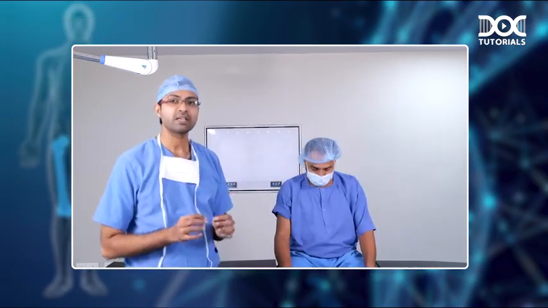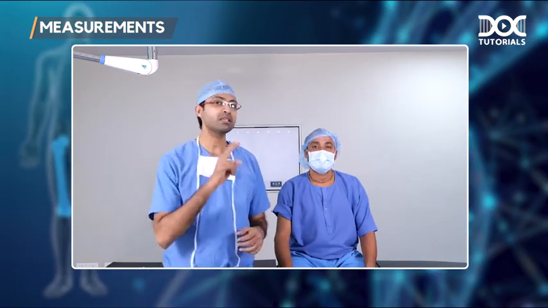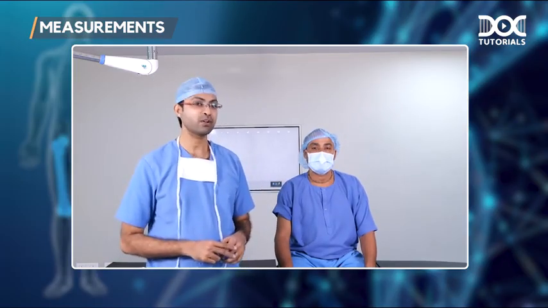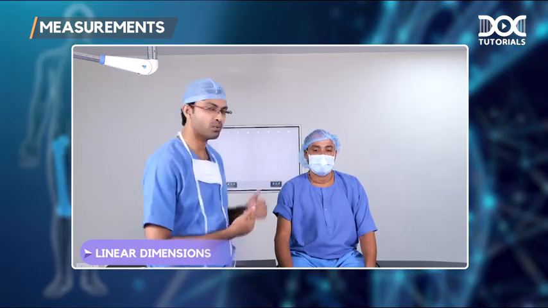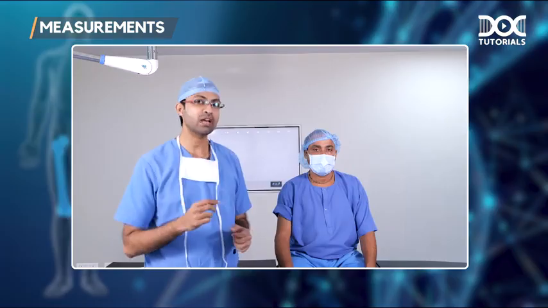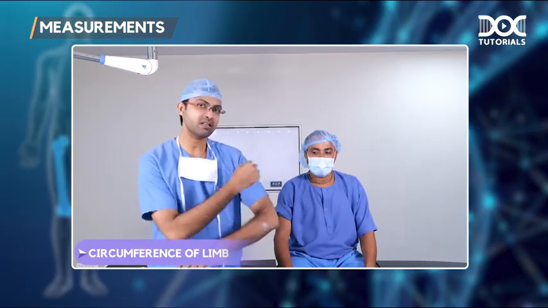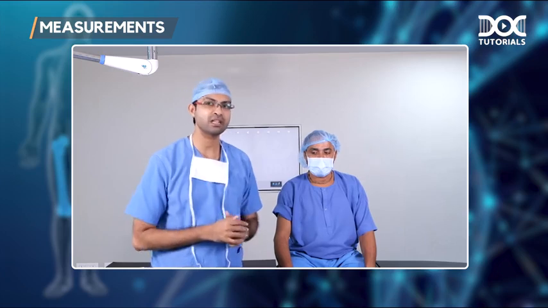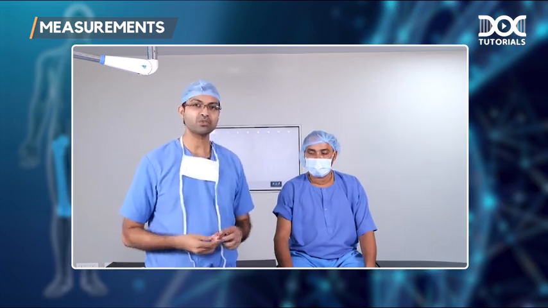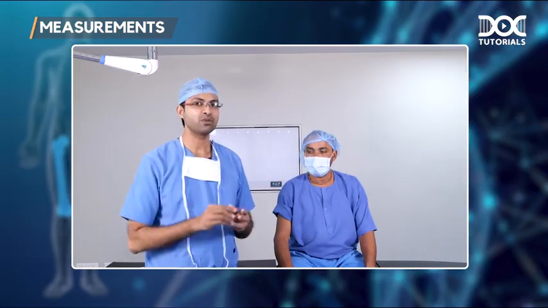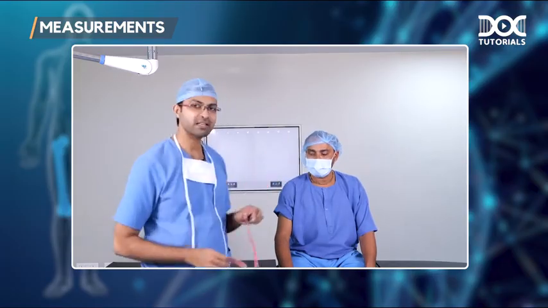The next step in orthopedic examination is measurements. What are the two things that you will measure? You have to measure the linear dimensions, that is the length of the bone. Then the second thing, you will have to measure the circumference of the limb. So linear measurements and circumferential measurements have to be done, and therefore whenever you go to your exam, you should have a tape with you. You always carry a tape measure with you for measuring the various dimensions.